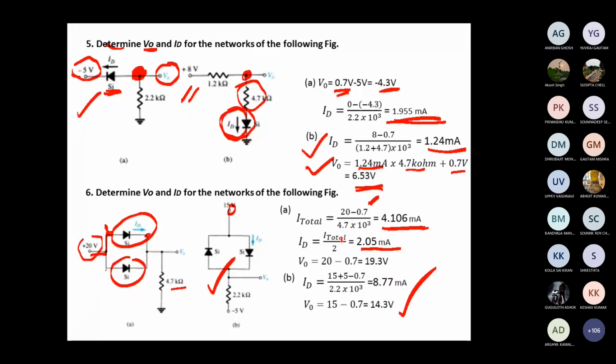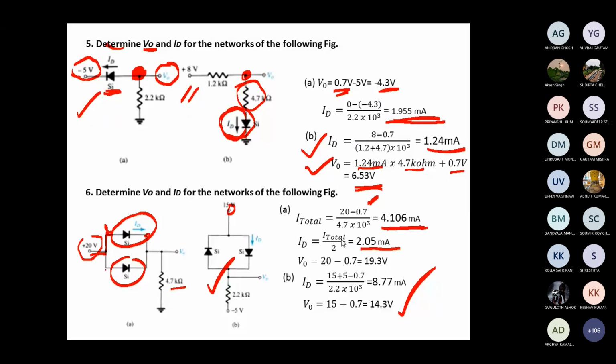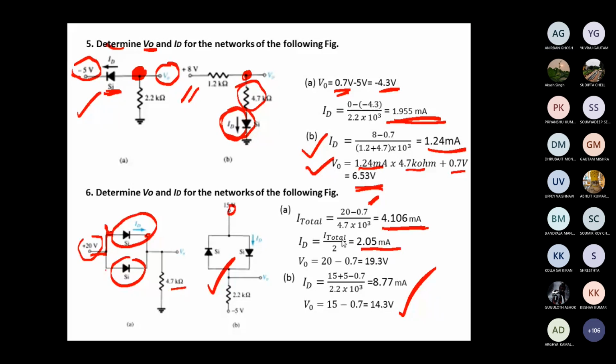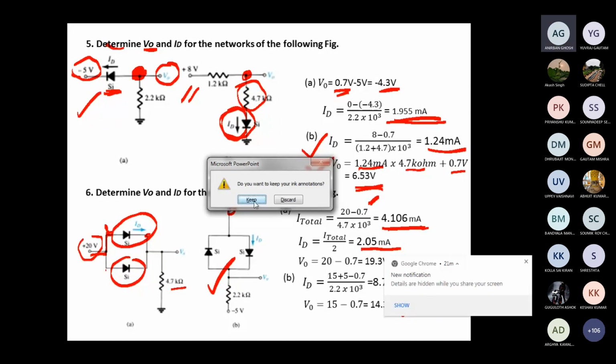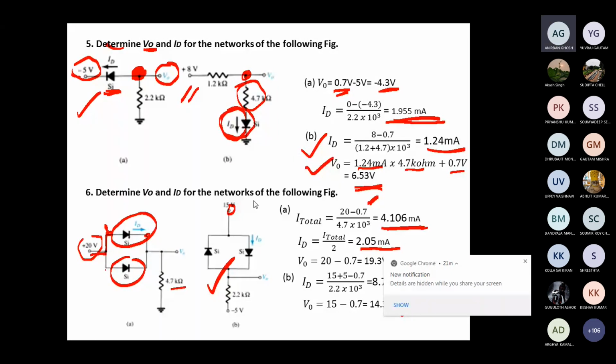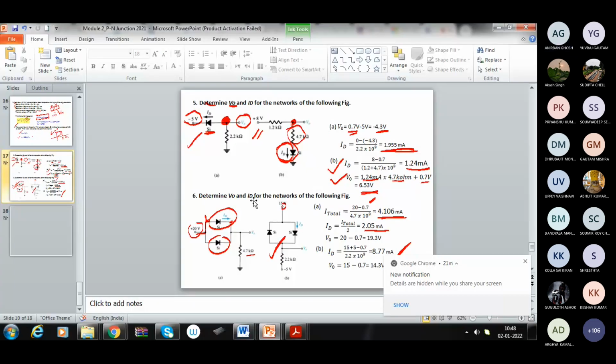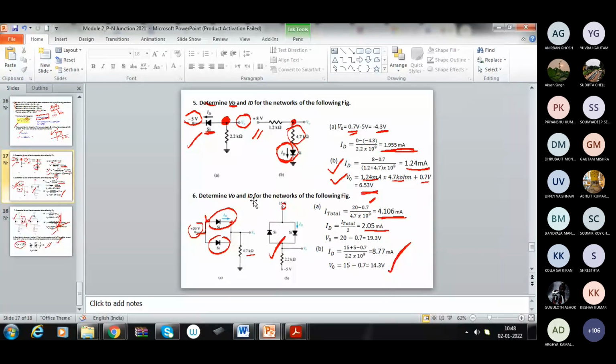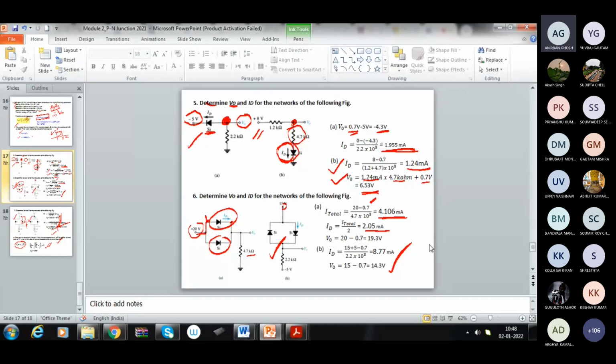Sir, the junction capacitor you are talking about, is that the diode? Sir, I could not hear very well. The junction capacitor you are talking about is the varactor diode.